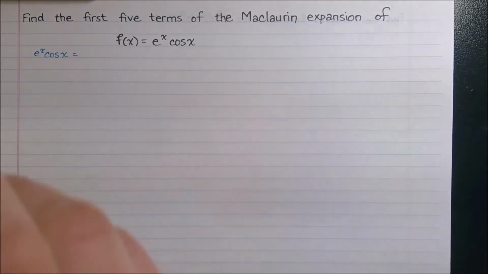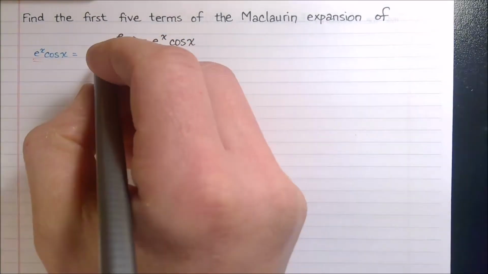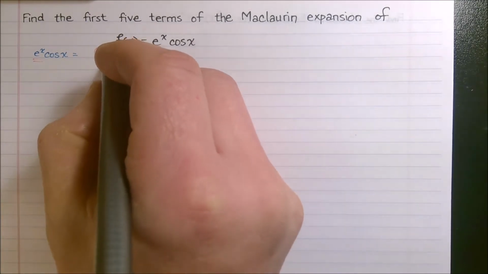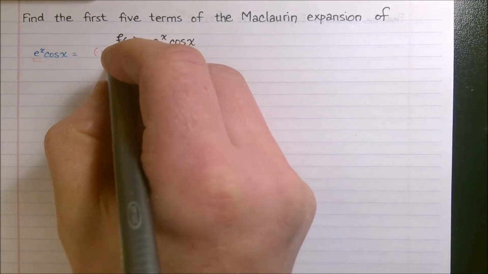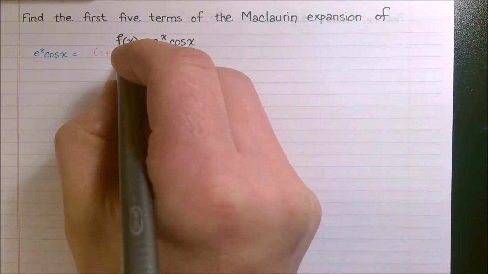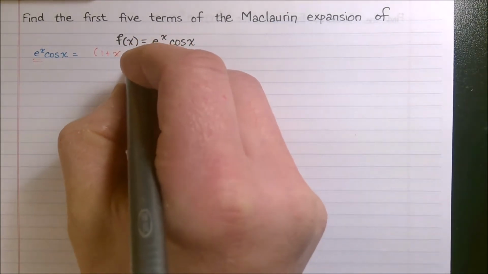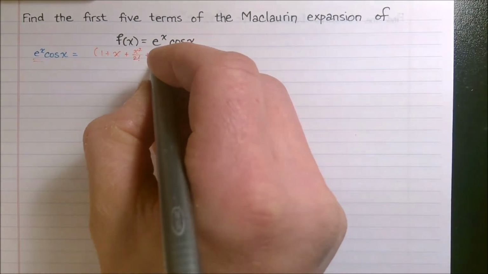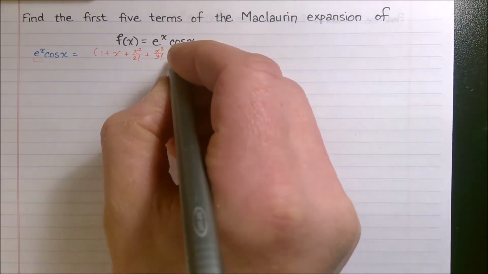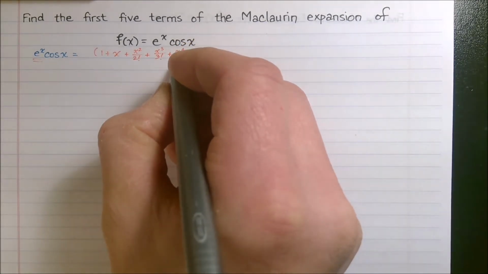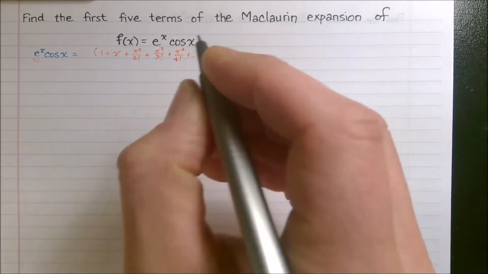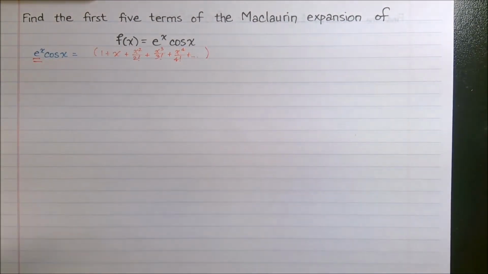So I'm going to write the expansion of e to the x. And of course, I'll use my ellipsis so that I don't have too much going on here. So I've got 1 plus x plus x squared over 2 factorial plus x cubed over 3 factorial plus x to the 4th over 4 factorial plus dot, dot, dot. That's my expansion of e to the x.